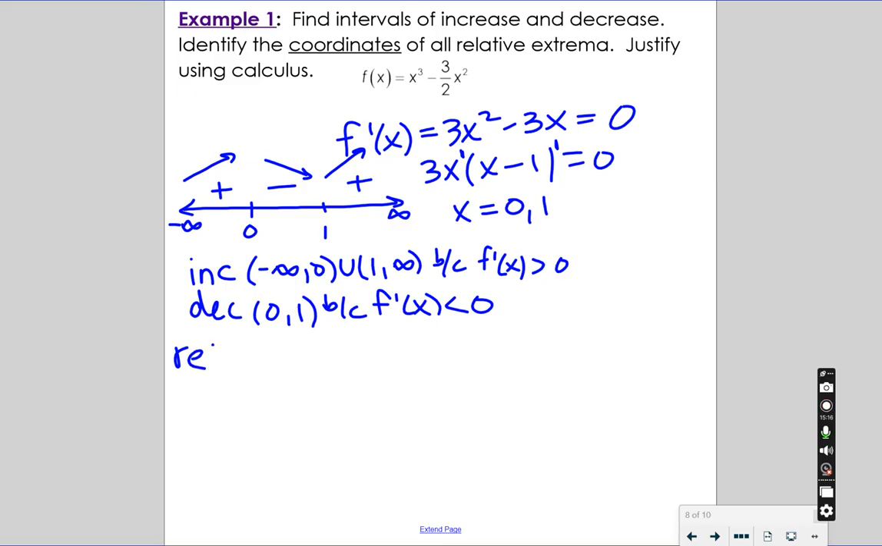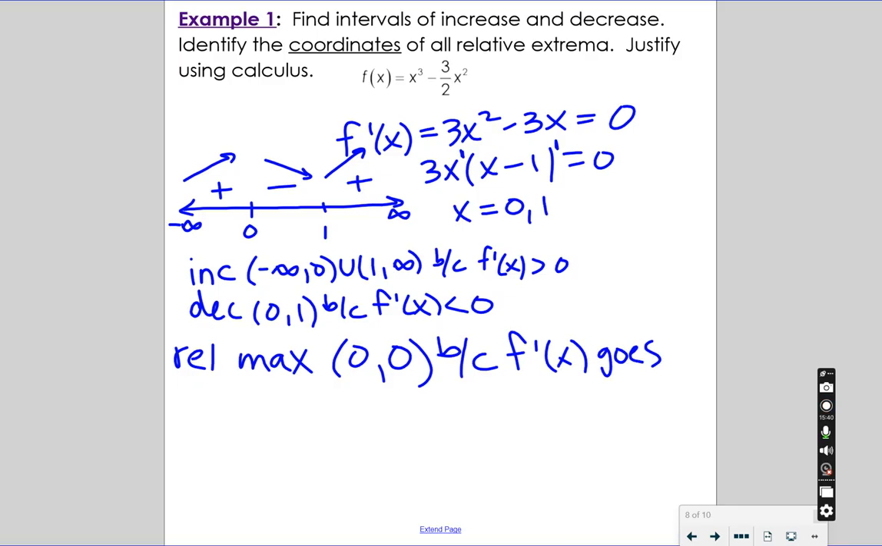We said there was a relative max at x equals 0, but I need a point. So how am I gonna get the y value of the point? Plug it into what? Original, the f of x. Anytime you're finding a point on the graph, you plug it into f of x, not the derivative. That would be 0. Justification is because f prime of x goes from, what is it, a max positive to negative.